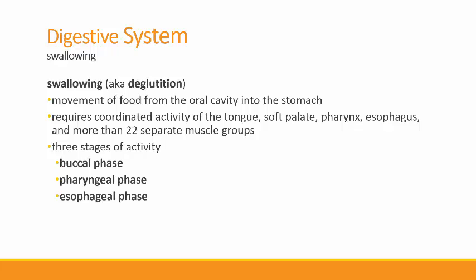So we'll give them the 3 names: the buccal phase, and that's how you say that term. I thought it was buccal cavity for the longest time, but the proper pronunciation is buccal phase, the pharyngeal phase, and the esophageal phase. And you may remember back from chapter 1 that buccal refers to the mouth.